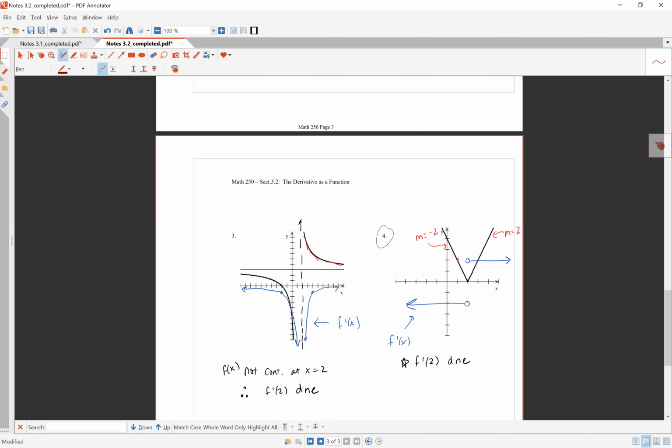Number 4 here. Okay, so look here. Now that's an absolute value. And so to the left of x equals 2, the slope of that absolute value is -2, right? And then as you get to the right of x equals 2, the slope becomes just 2. And now let's graph the derivative. Well, to the left of 2, the derivative is just y equals -2, and then to the right of 2, the derivative is just the line y equals 2. So I think that's the last example.